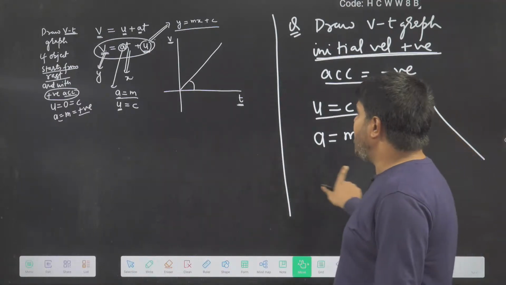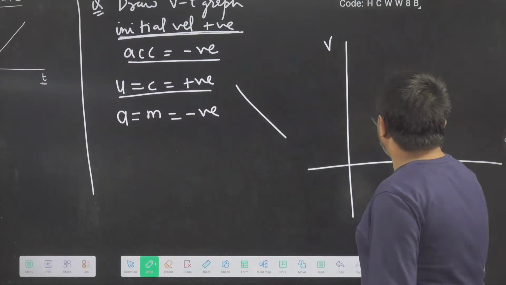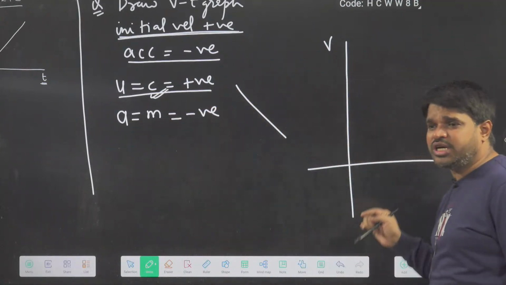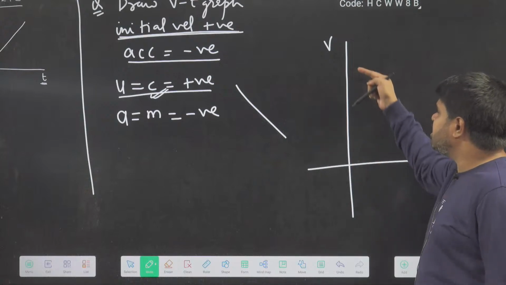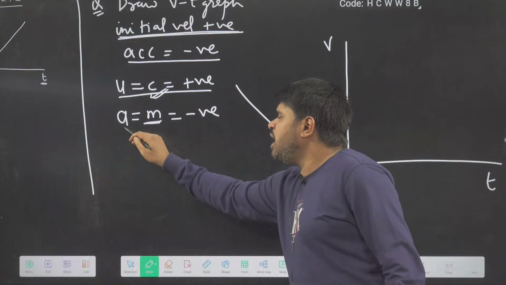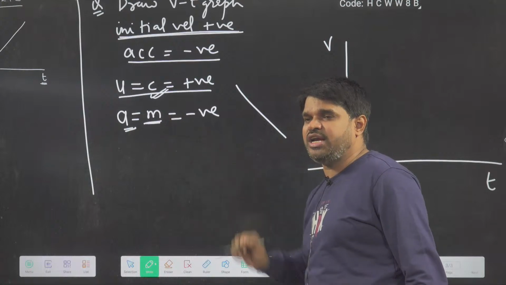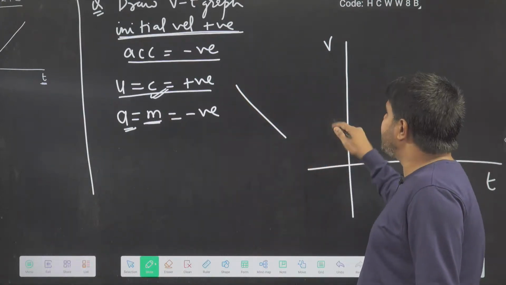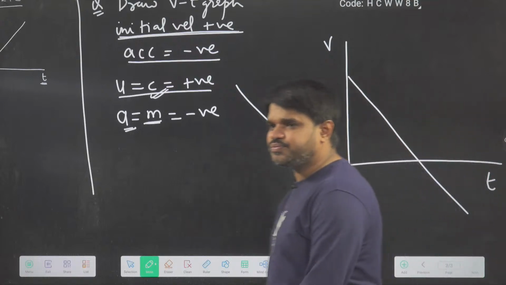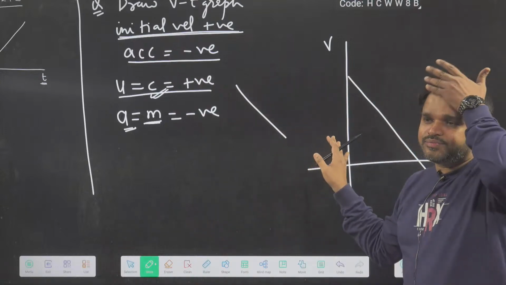So let's draw. I have to draw the V versus T graph. What is C, the y-axis intersection point? Positive, so it should cut the y-axis above the origin, and m, being acceleration, which is the slope, is negative. So I have to draw this kind of line cutting the y-axis above the origin. So the situation will be something like this. Done? Clear?